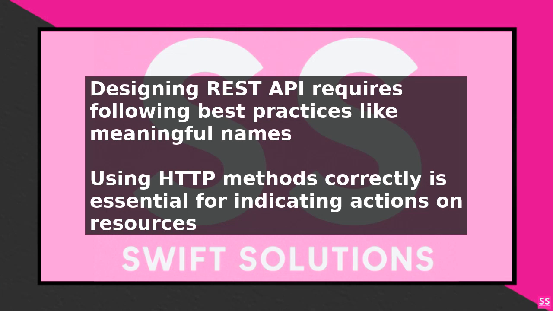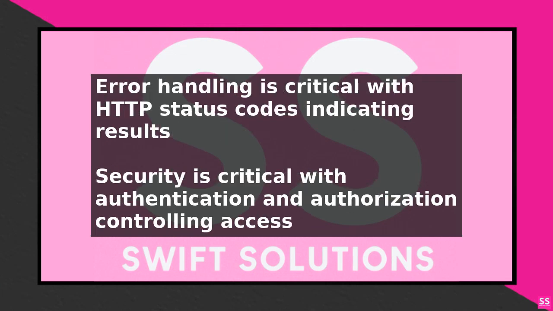Error handling is also critical when building a REST API. You should use HTTP status codes to indicate the result of a request. For example, you can use 200 to indicate a successful request, 400 to indicate a bad request, and 500 to indicate a server error. Finally, security is a critical aspect of building a REST API.